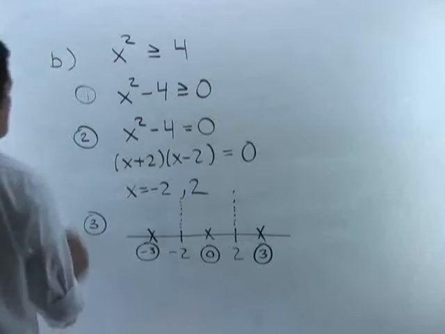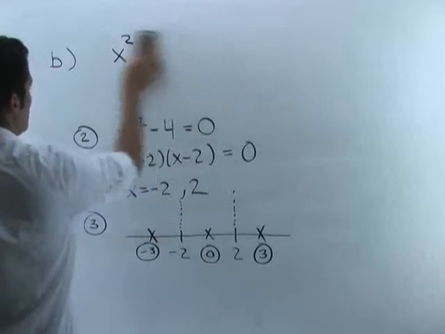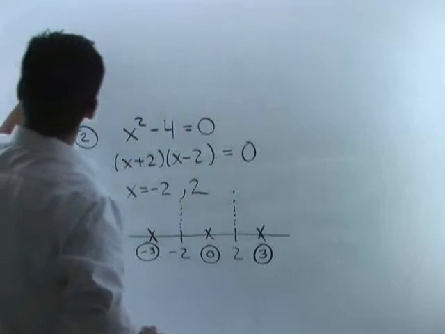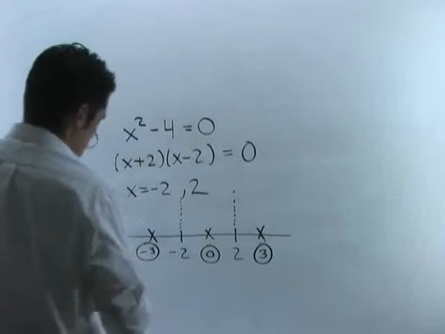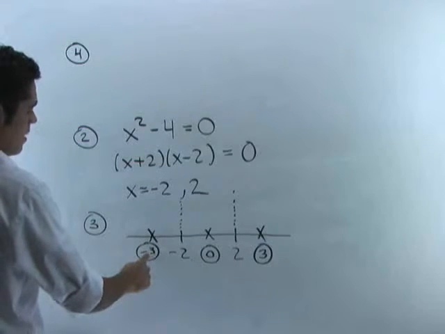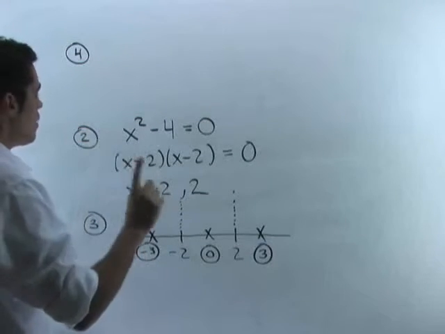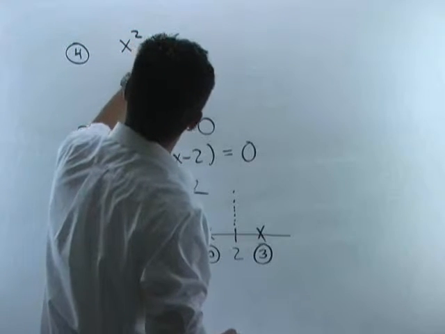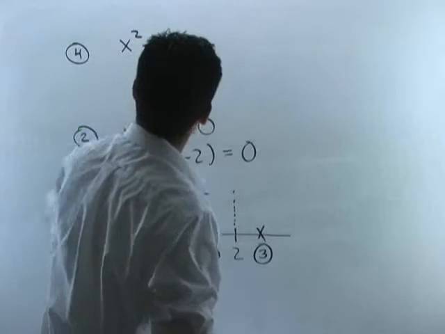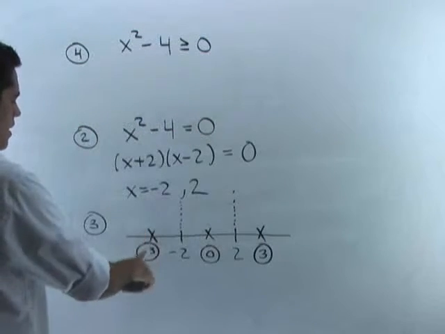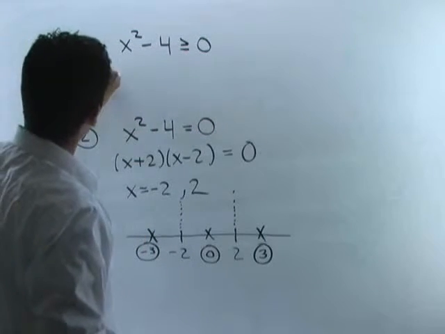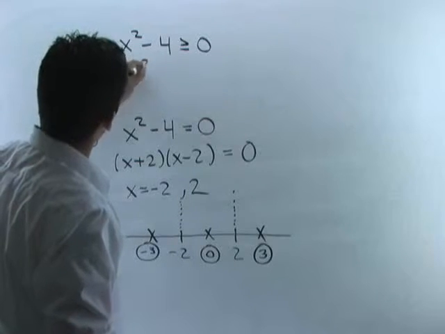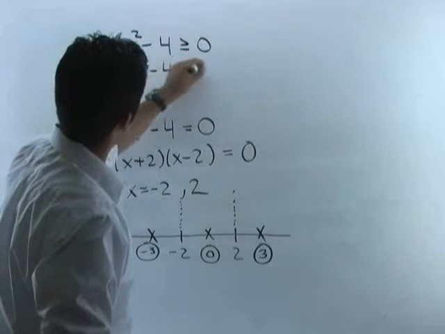Now step 4. I need to plug these in. I need to determine the intervals where this is true. So I'm going to plug -3 into my original inequality. Now remember, my original inequality was x squared minus 4 greater than or equal to 0. Now let's plug in -3: -3 squared minus 4 greater than or equal to 0.